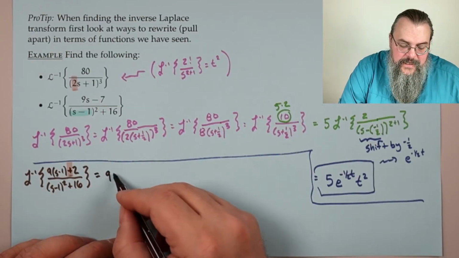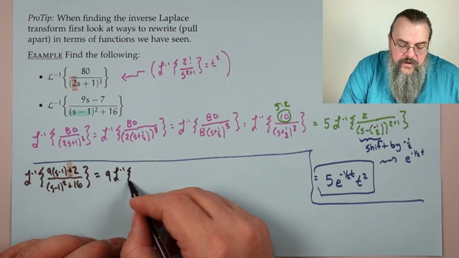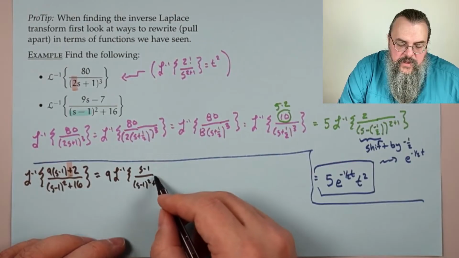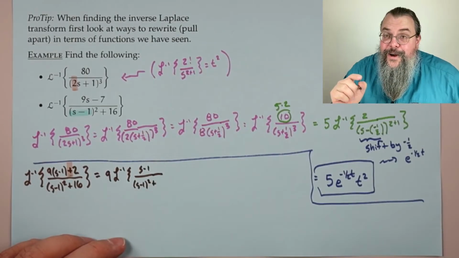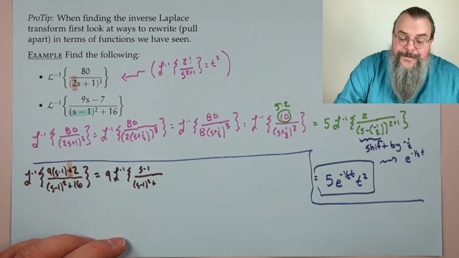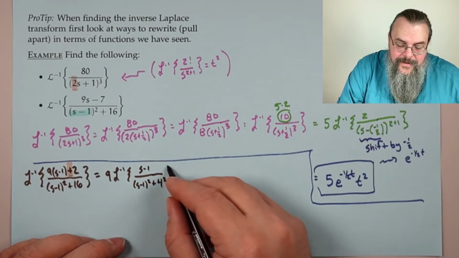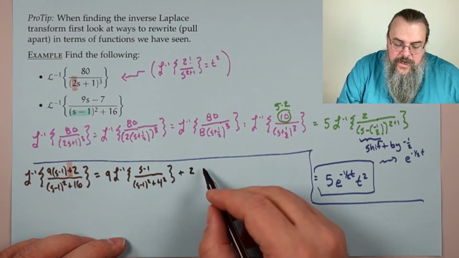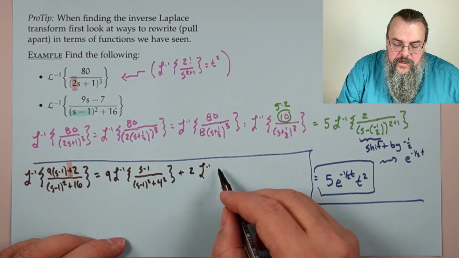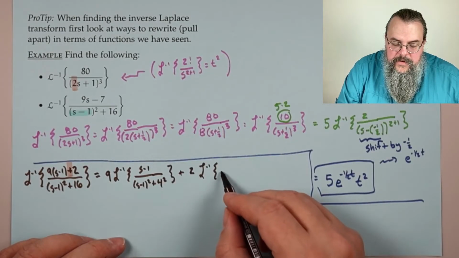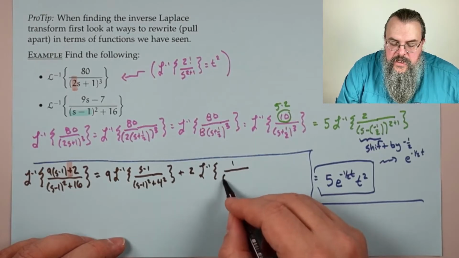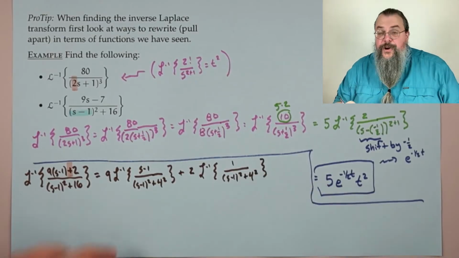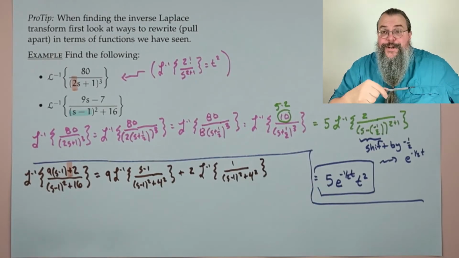Okay, so we have 9, because we can pull out constants, s minus 1 over (s minus 1) squared plus 16. Now I'm going to pause. 16, also known as 4 squared. Yes. Plus, and here I'm going to pull out a 2. I might regret it in a second, but that's okay. And then we're going to have 1 upstairs and (s minus 1) squared plus 4 squared. Okay, now we go back to our tables.